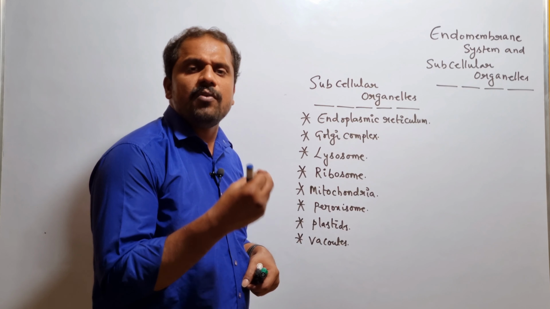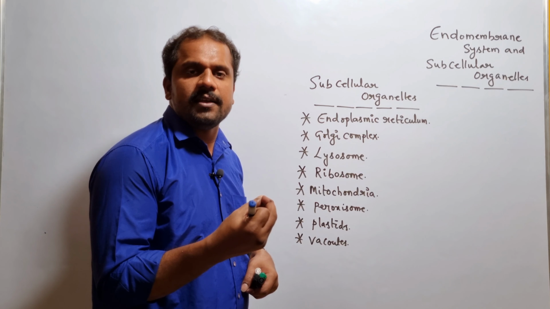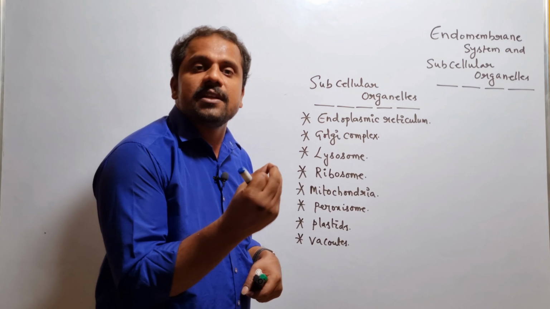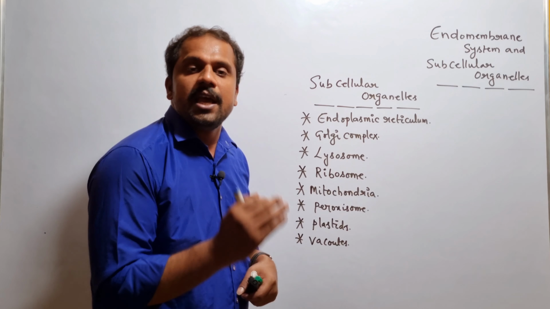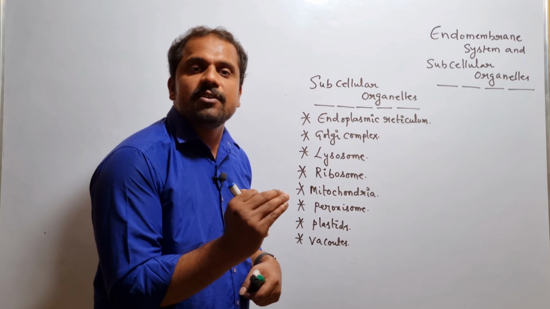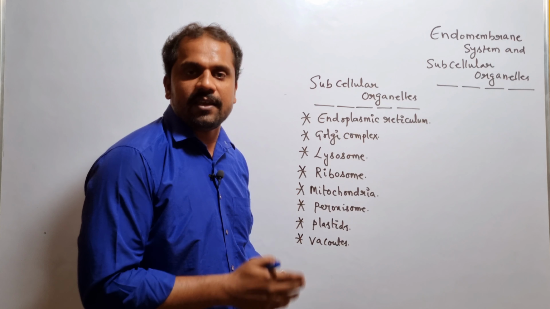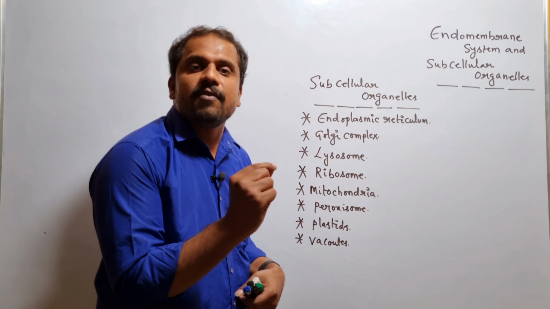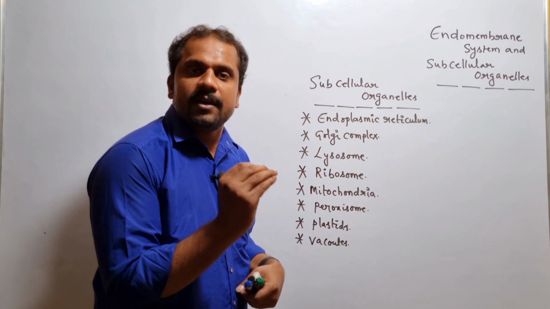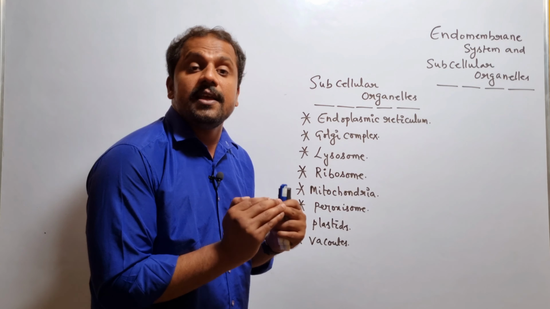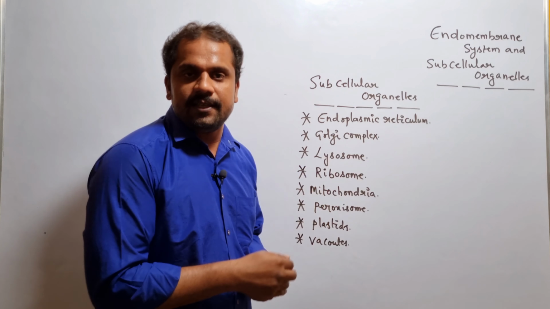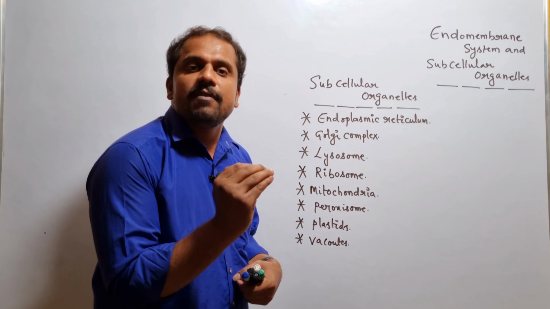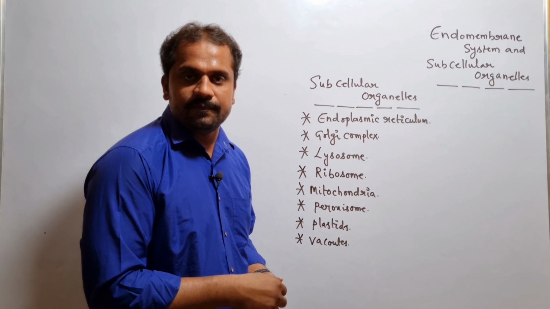Out of these many subcellular organelles, the ones responsible for the formation of the endomembrane system include endoplasmic reticulum, Golgi complex, lysosomes and vacuoles. All these organelles are responsible for the formation of the endomembrane system because they are interconnected with each other. Is it clear? They remain in an aggregate form, which is why they lead to the formation of the endomembrane system.